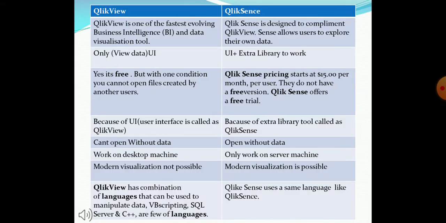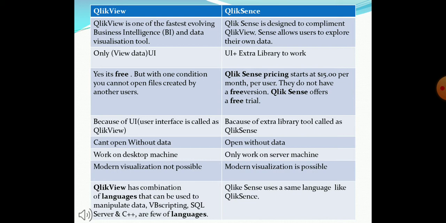Now we will see the difference between QlikView and QlikSense. As we understood in the previous slide, QlikView and QlikSense are developed by the Qlik company. QlikView is the first version of the data visualization tool, and QlikSense is designed to complement QlikView with some extra features. QlikView Personal Edition is totally free of cost, but with one condition: you cannot open files created by other users. So it is very useful for initial learners and students.